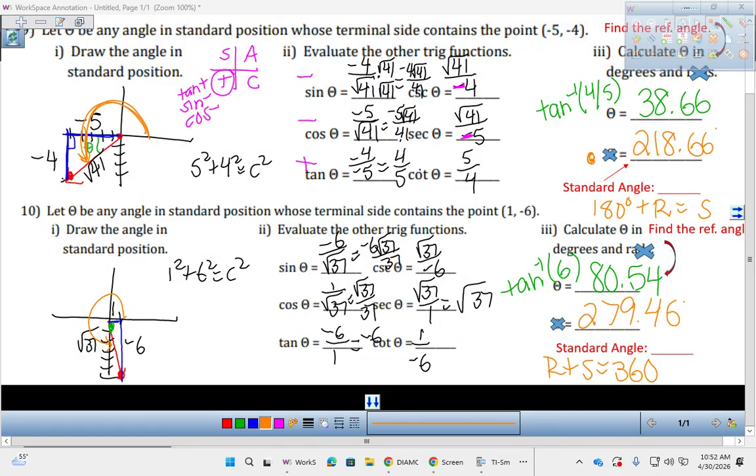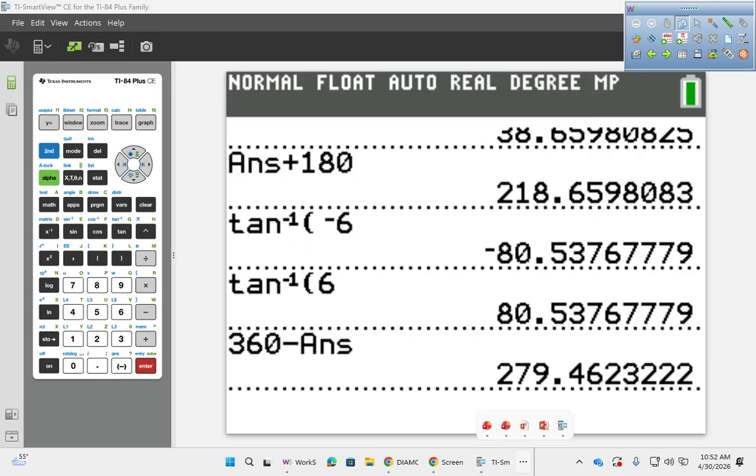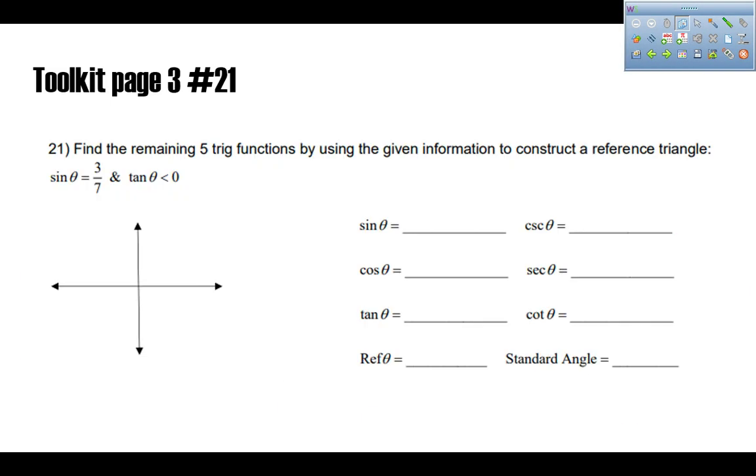All right, so in your toolkits, what we're doing today, same idea, different piece of information. This is on page 3 of your toolkit. You can see the picture looks the same as what we were just doing, right? We're going to ultimately do the same thing, but we're not given a coordinate point. We're given something else. So this one says, find the remaining 5 trig functions by using the given information to construct a reference triangle. Here's the information. I know that sine of theta is 3/7 and tangent theta is less than 0.